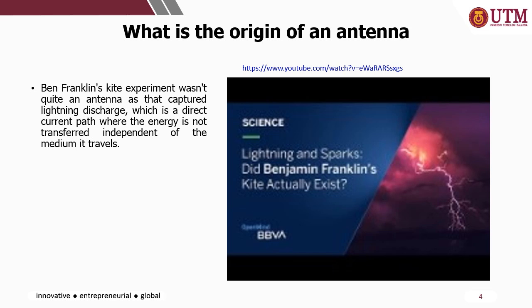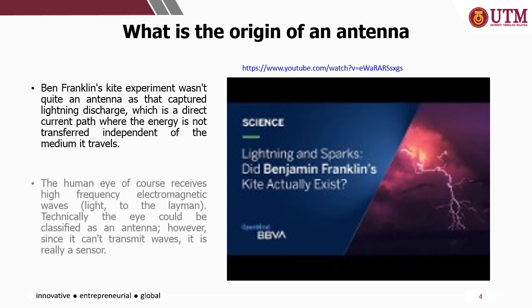Okay, so what's the origin of an antenna? Alright, so one of the pioneers who investigated electromagnetic fields was Ben Franklin, but his kite experiment wasn't quite an antenna, as that captured a lightning discharge, which is a direct current path where the energy is not transferred independent of the medium it travels.